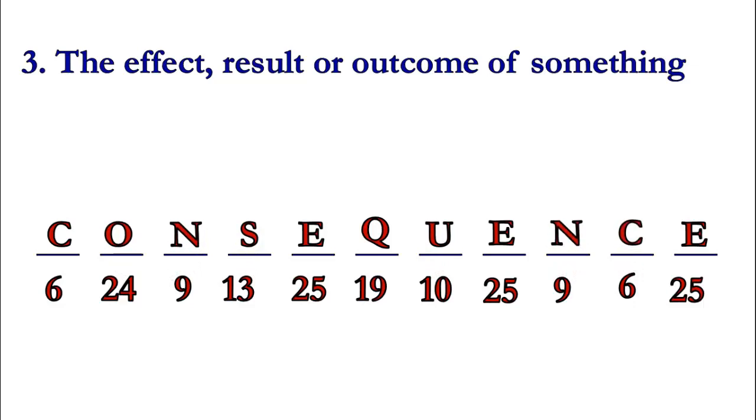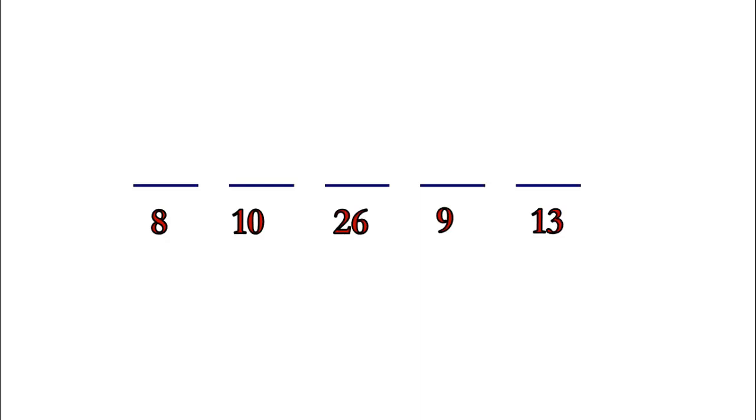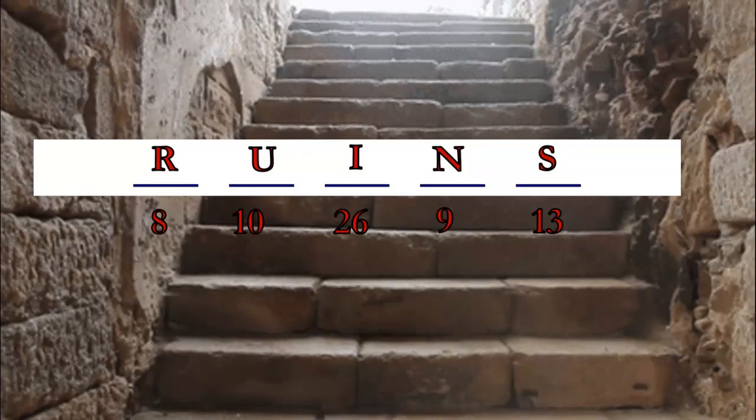Now we have said the 3 words. What is the hidden word? Try to look at the numbers and try to find the hidden word. What is letter number 8, number 10, 26, 9, and 13? Excellent. It's going to be what here? Ruins. Ruins.